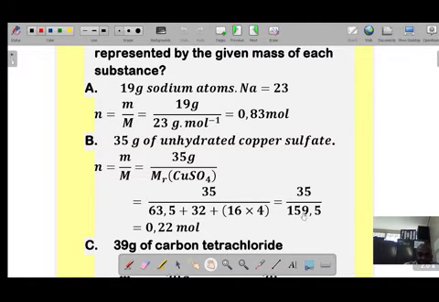159.5. So after getting our answer here, it gives us 0.22 moles. In other words, the 35 grams of this copper(II) sulfate contain what? 0.22 moles. Let us proceed.